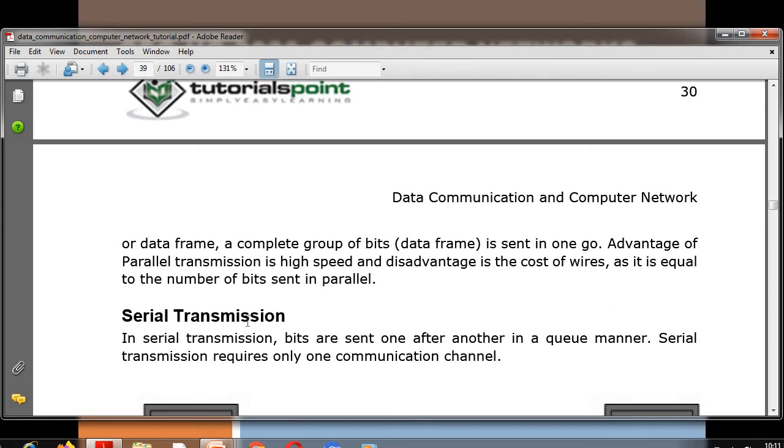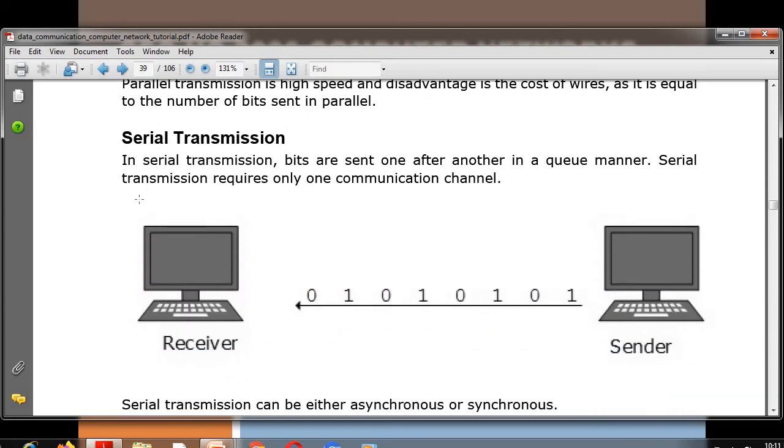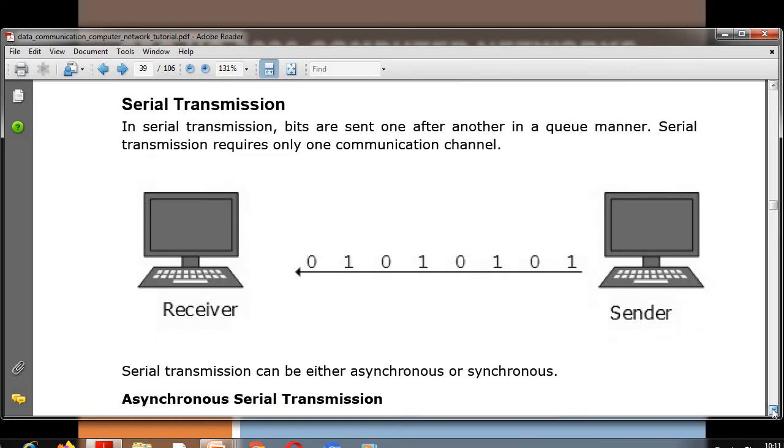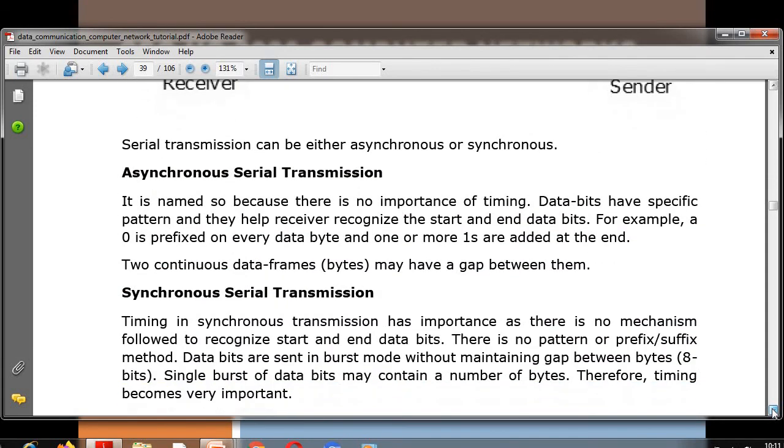Now another transmission mode, serial. In serial transmission, bits are sent one after another in a queue manner. Serial transmission requires only one communication channel. The sender transmits a stream of bits one by one to the receiver. Serial transmission can be either synchronous or asynchronous. So how do we differentiate them?